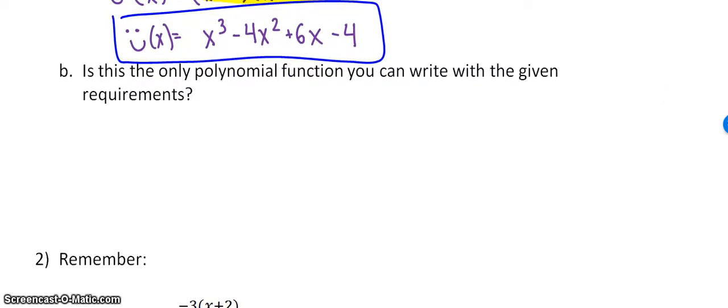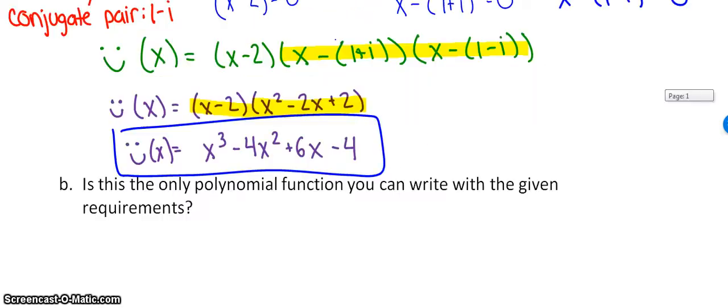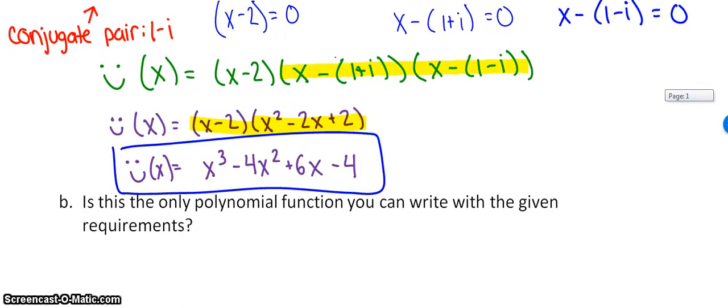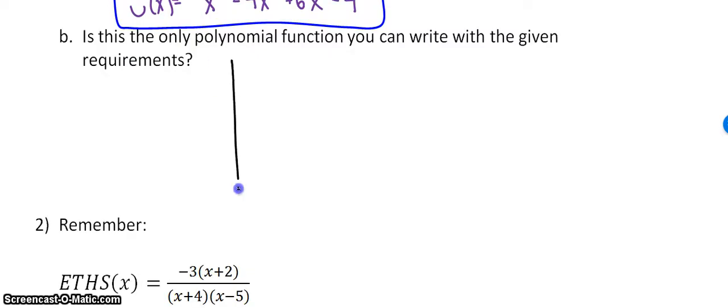Our next question to ponder is: is this the only polynomial function you can write with the given requirements? Well, we kind of already answered that and said I could have a higher degree polynomial. You know, if I threw in another 0 at 5 and I multiplied that out, it would still have those three zeros and it would be a different polynomial. But there's another way to think about this and another way to answer this question.